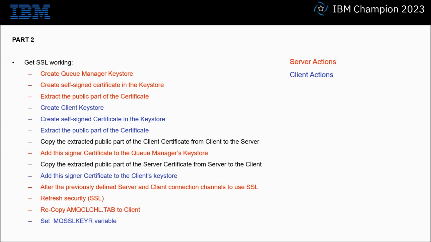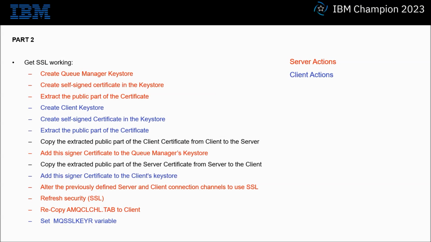For part 2, let's get SSL working. Server actions in red, client actions in blue again. I will create the Queue Manager Keystore, then create the self-signed certificate in the Keystore. Finally, on the server, I will extract the public part of the certificate. Moving to the client, I will create the client Keystore, create a self-signed certificate in that Keystore, and then extract the public part of the certificate.